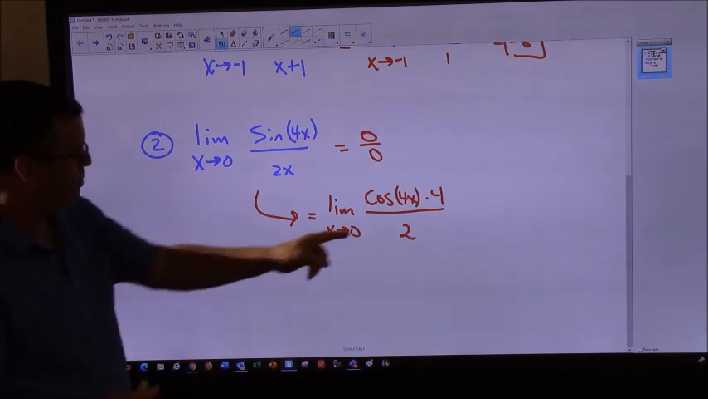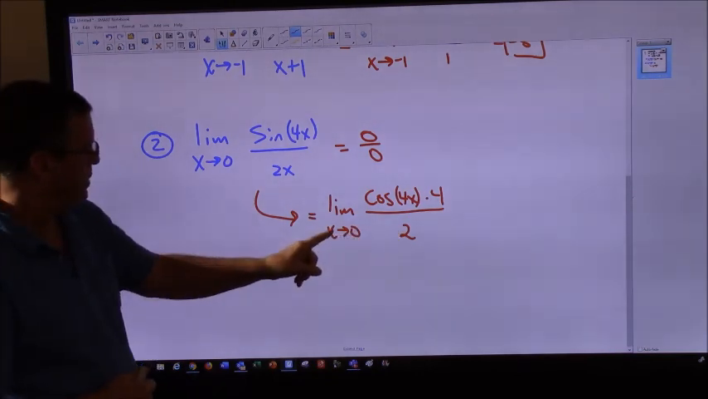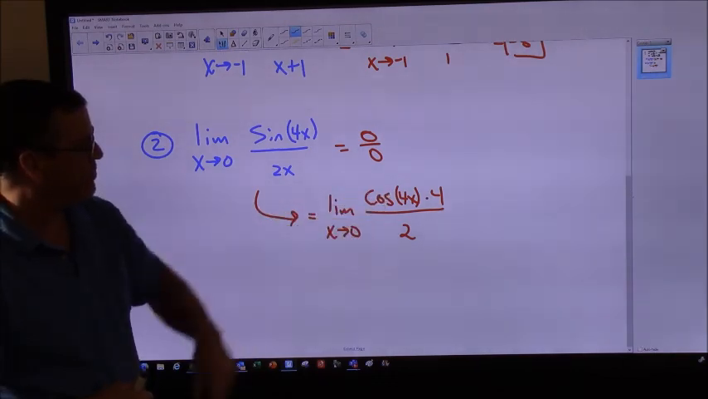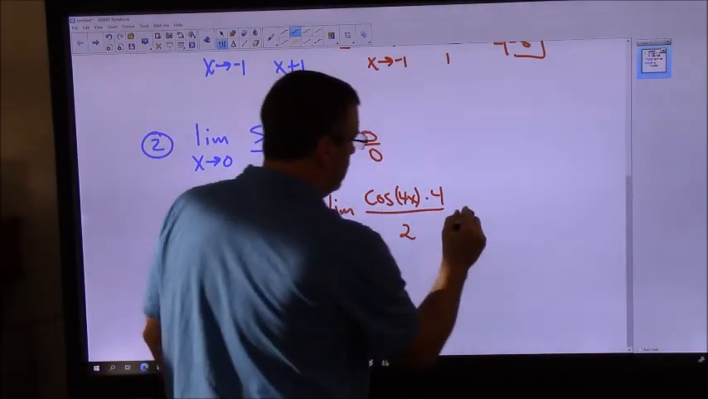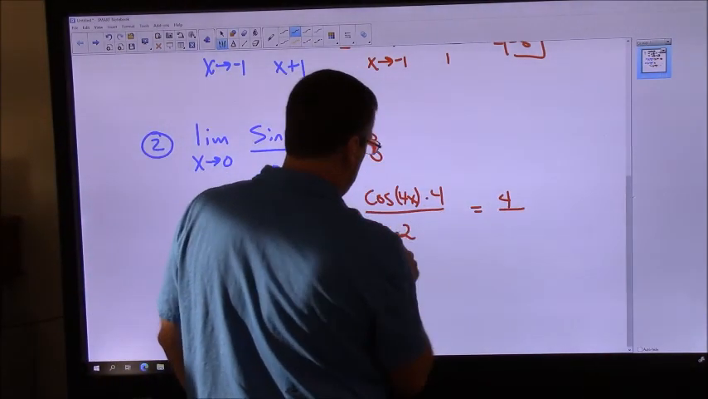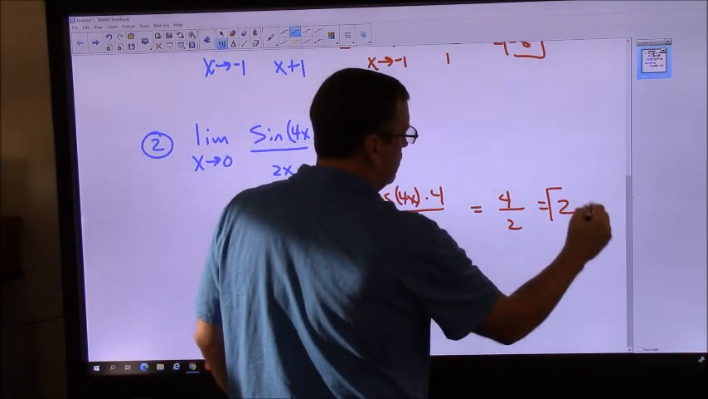All right, so I'm no longer going to get 0 here, so I won't be able to do this again. If I plug a 0 in here, I've got cosine of 0, which is 1, times 4 over 2. And so my answer to that limit is 2.